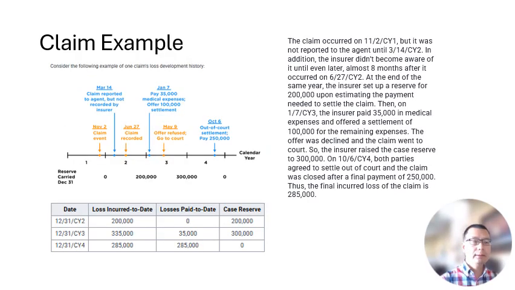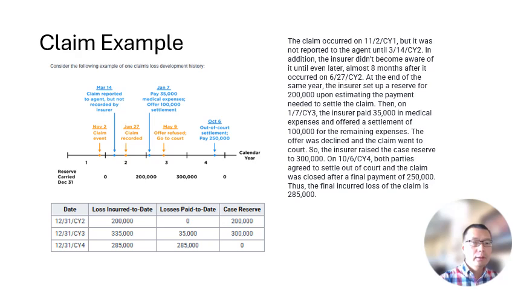Let's look at these claim examples to understand the concept. In this case, the claim occurred on November 2nd of the first year, and the claim was reported on March 14th of the second year. When it was recorded into the insurance book, it was already June 27th.